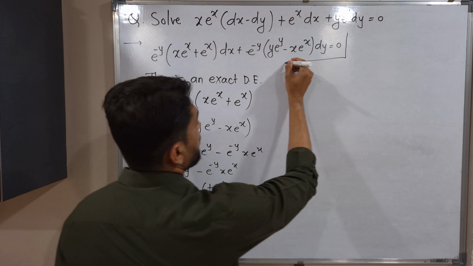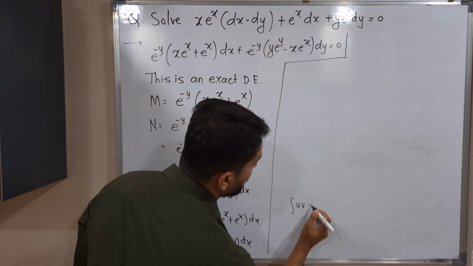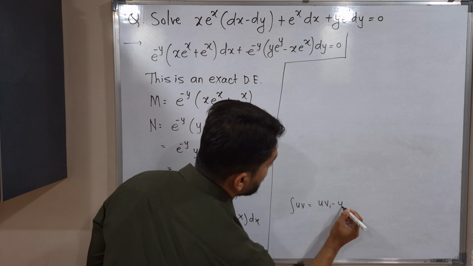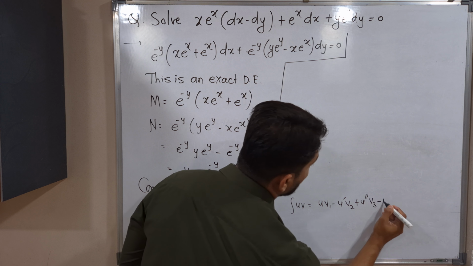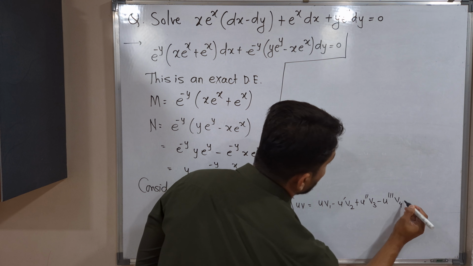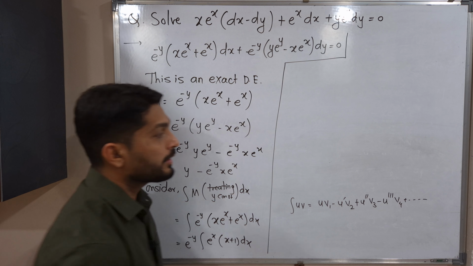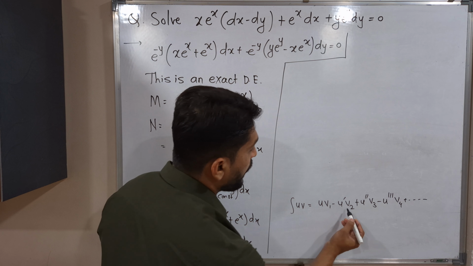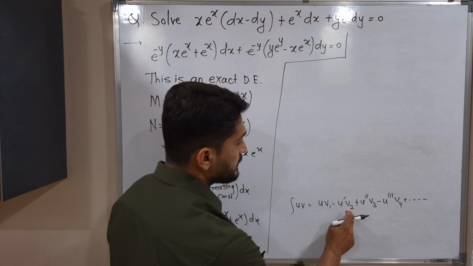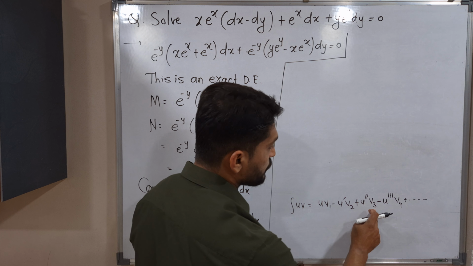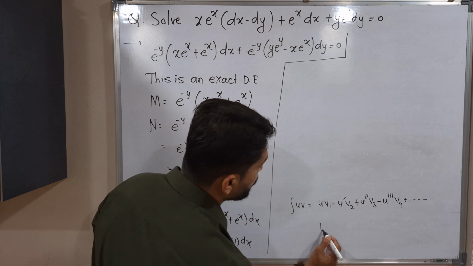Let me tell you the formula first. The formula is: integration of uv is u v1 minus u dash v2 plus u double dash v3 minus u triple dash v4 plus and so on. The dash stands for derivative, and the suffix 1, 2, 3, 4 stands for integration. It means the first integration of v, second integration of v, third integration of v, fourth integration of v, and so on. While choosing u and v, you should follow this formula.